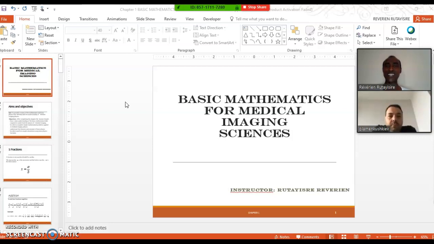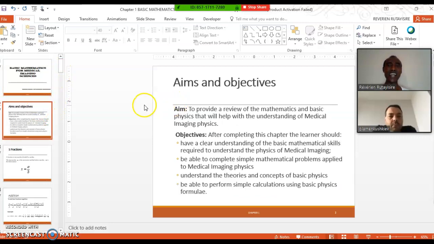I teach my students about the mathematics in the medical imaging sciences. First, I have to show them the aims and objectives. The aim for this lecture is to provide a review of mathematics and basic physics that will help the students with the understanding of medical imaging physics. And the objectives are here.